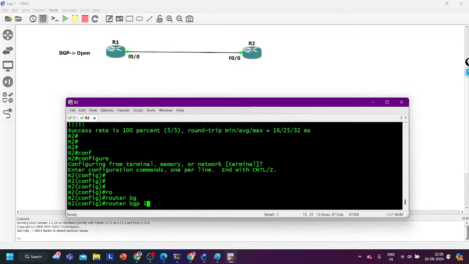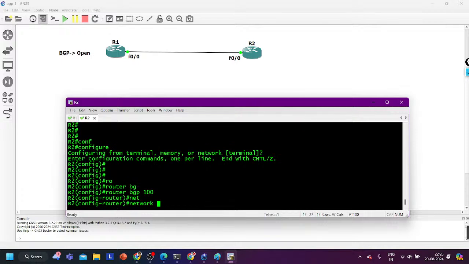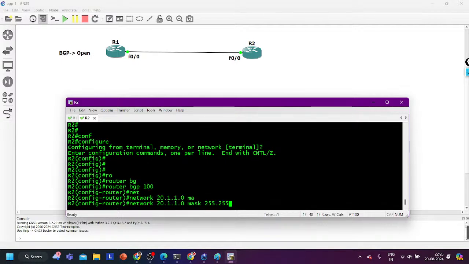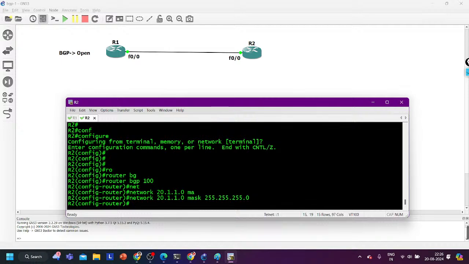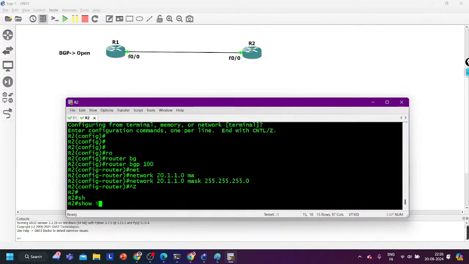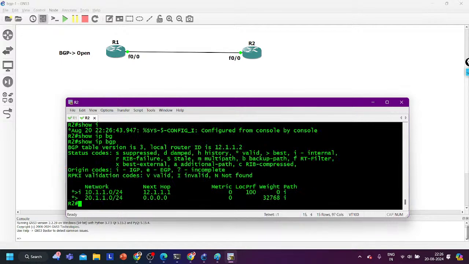Router BGP AS number 100 and network 20.1.1.0 mask 255.255.255.0. Again, in BGP, we have multiple options to advertise a network, right? This is the first option. We'll discuss more options as well. Now, show ip bgp, you can see it has installed the 20 network in its BGP table.